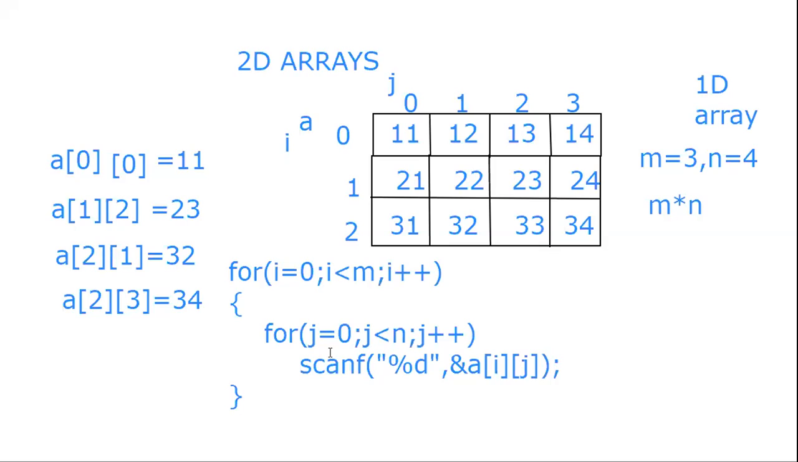Similarly, how to print them? So we have this for loop. Instead of scanf, we can give printf, right? So we want to print the values, right? Percentage d because it is an integer, and then slash t. Each value is separated by a tab space, and then we will give a of i j. Because of space it has moved here. So let me move this.